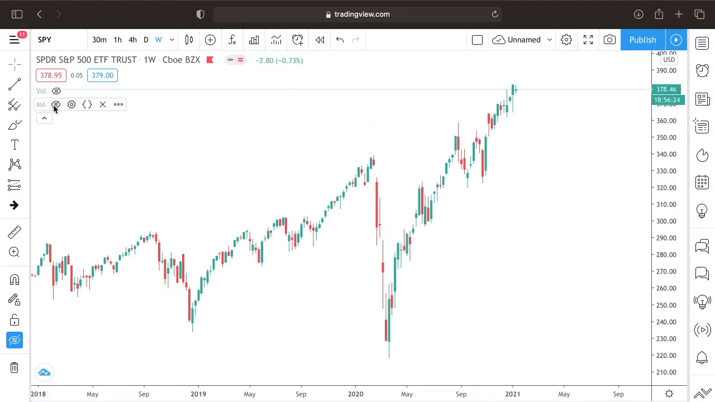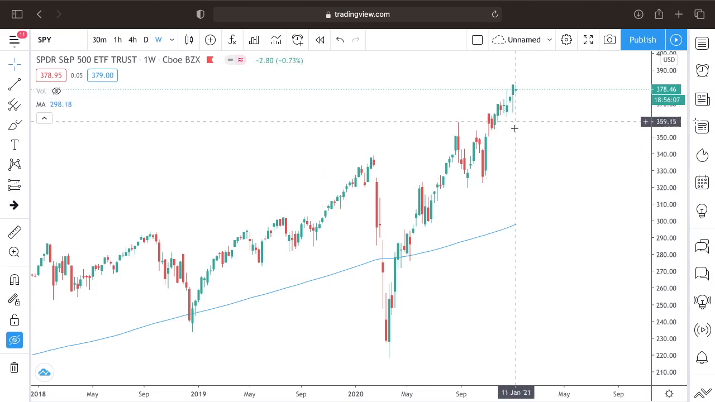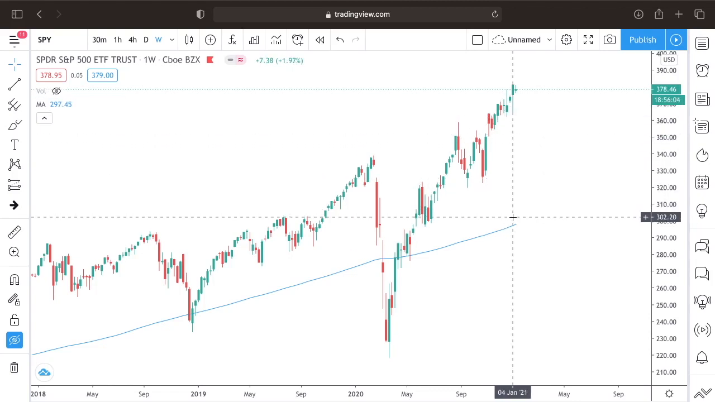If we bring on the moving average, specifically the 150-day moving average, you see that right now the S&P 500 is very far away from the 150-day moving average. It tells us that the S&P 500 right now is a bit overextended.